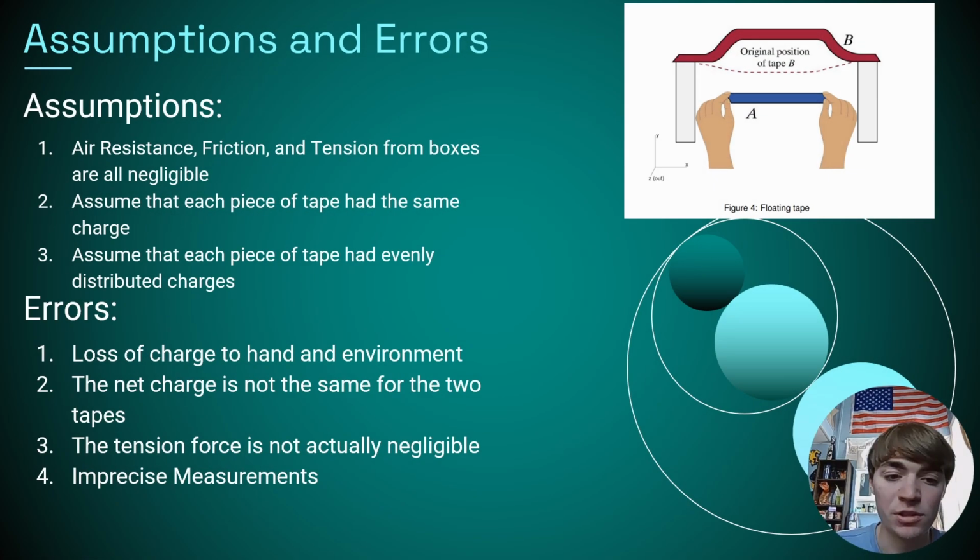Now for assumptions and errors. Some of the assumptions we made in this lab were that air resistance, friction, and tension from the boxes were all negligible, that each piece of tape had the same charge, and that on those pieces of tape the charges were distributed evenly. Some of the errors could have been a loss of charge to the hand and the external environment, the net charge not actually being the same for the two tapes, the tension force not actually being negligible, and imprecise measurements coming from the actual exercise of the experiment.